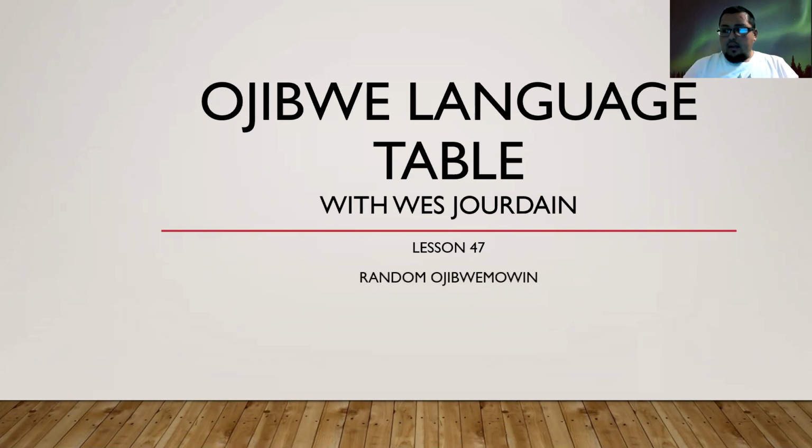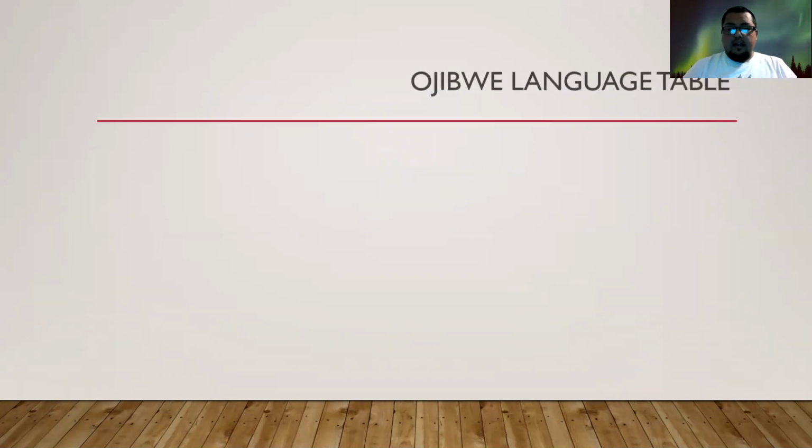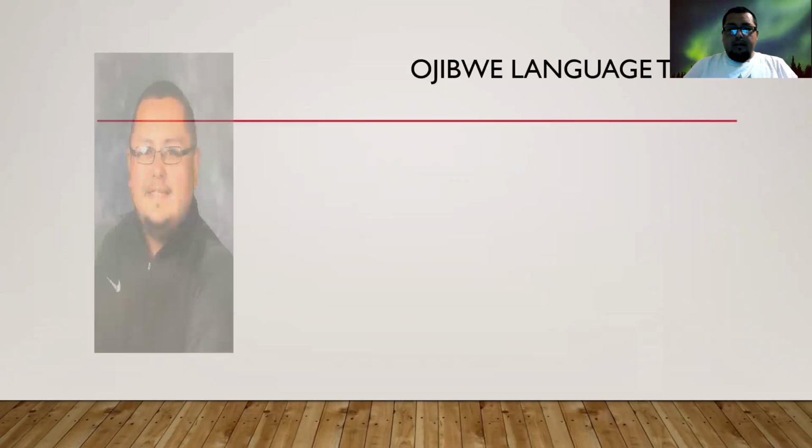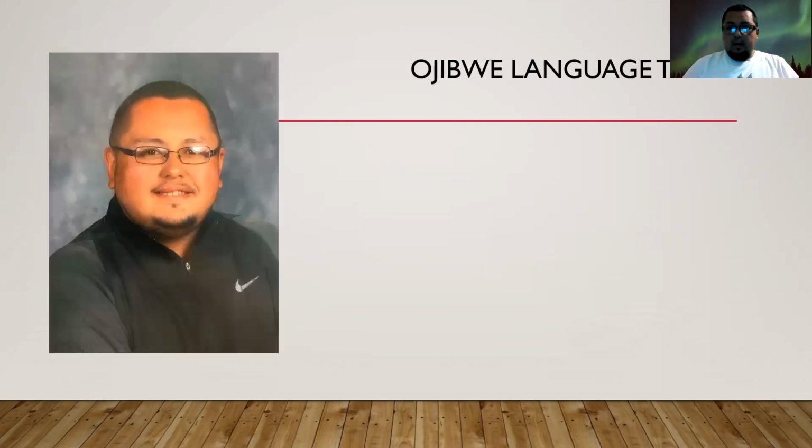This week we're going around. We're just going to do some random Ojibwemowin. We're going to work with the word noon dao, part 1 this week, and we're going to see examples of how to use that in a sentence. So let's get started. We do our self-introduction. As always, Ojibwe language table starts with our self-introduction.